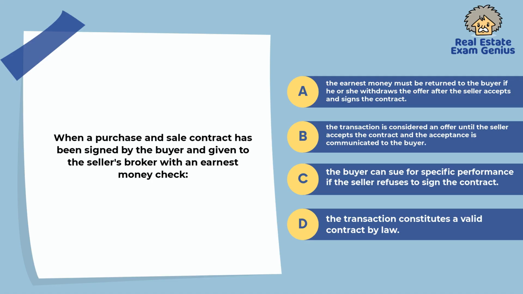When a purchase and sale contract has been signed by the buyer and given to the seller's broker with an earnest money check, the earnest money must be returned to the buyer if he or she withdraws the offer after the seller accepts and signs the contract. The transaction is considered an offer until the seller accepts the contract and the acceptance is communicated to the buyer. The buyer can sue for specific performance if the seller refuses to sign the contract. The transaction constitutes a valid contract by law.